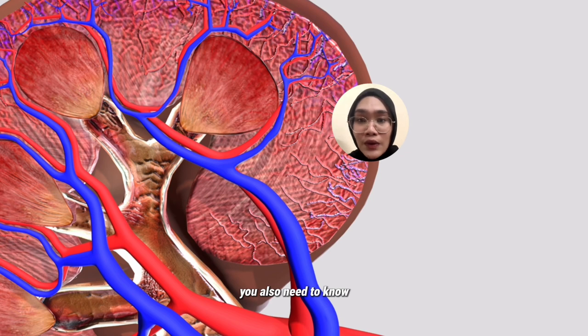You also need to know that the strong layer of connective tissue is important for preserving the renal interstitial hydrostatic pressure, RIHP, which is necessary for pressure natriuresis.